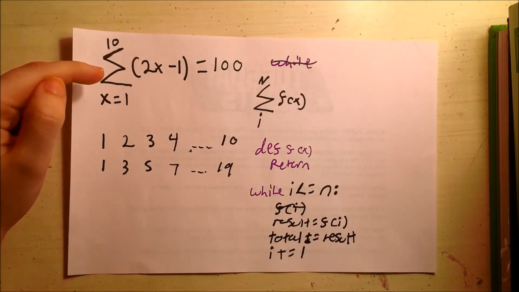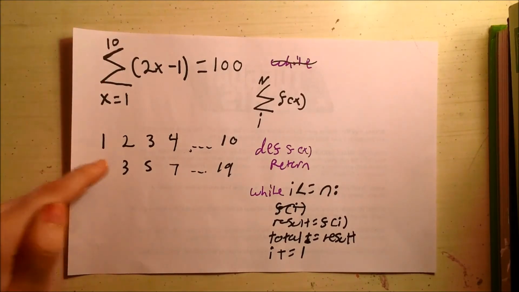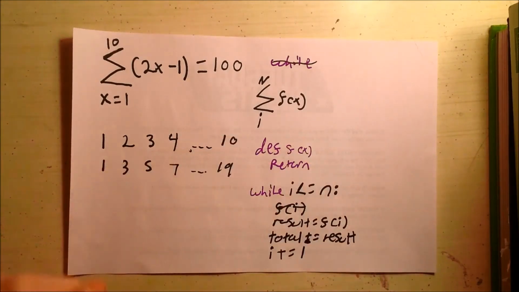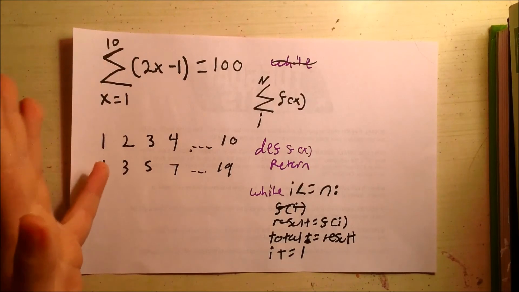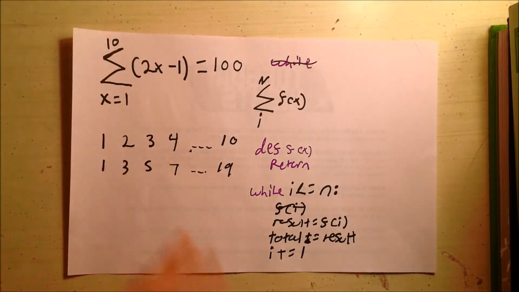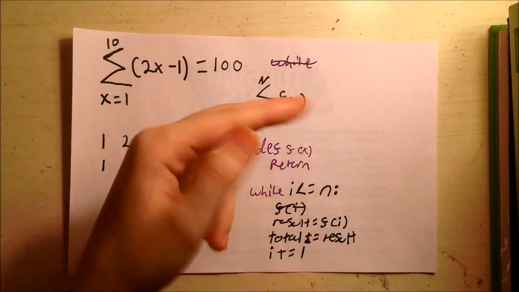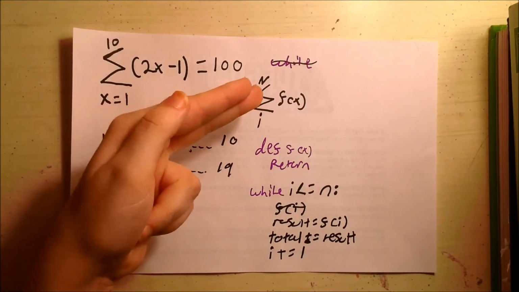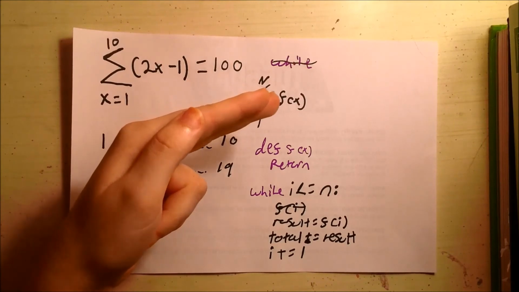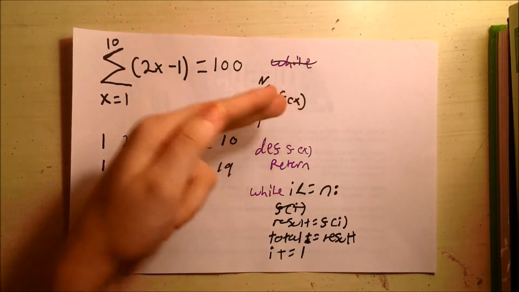Okay, how do I prove that? It evaluates at 1, 2, 3, 4, up to 10. So 1 times 2 is 2, minus 1 is 1, 4 minus 1 is 3, then 5, 7, up to 19. And yeah, you're right, this is the first 10 odd numbers. The general form of summation, which I'm going to use in the loop, is the summation of f of x from i to n.